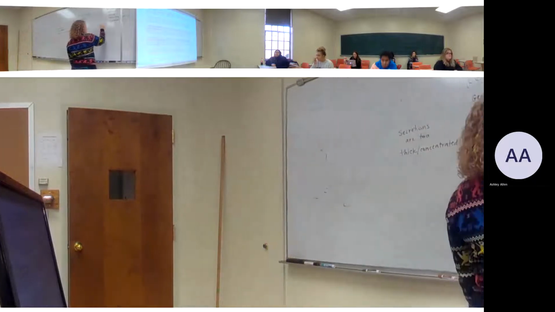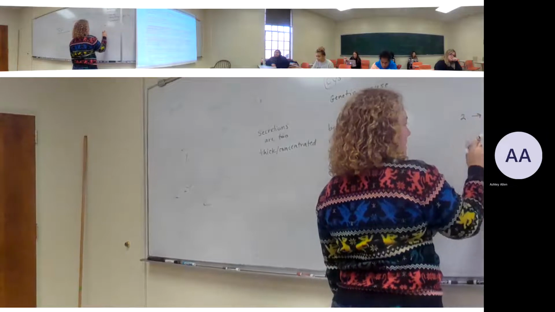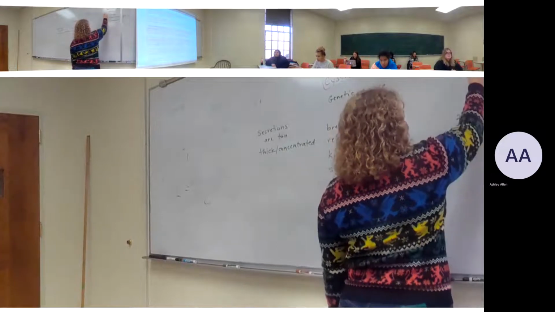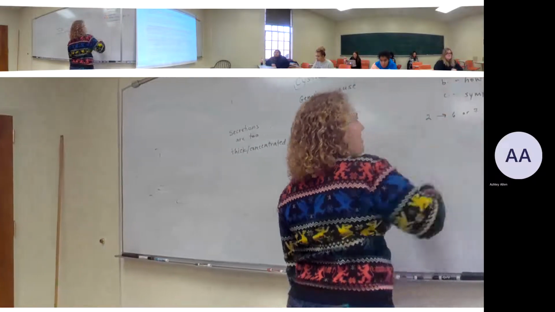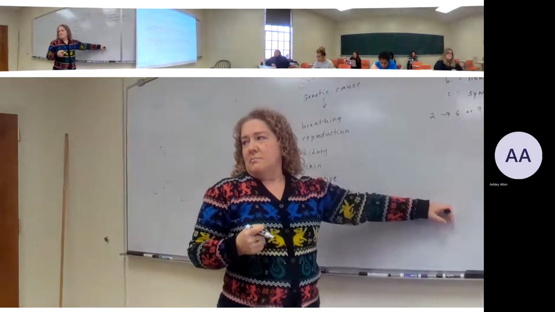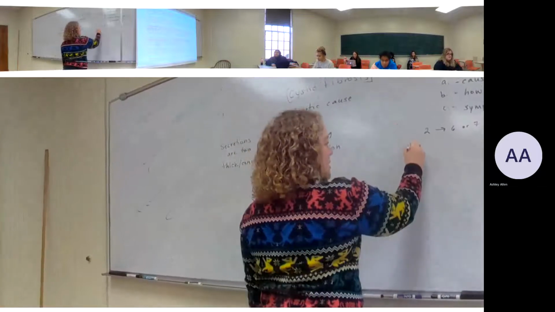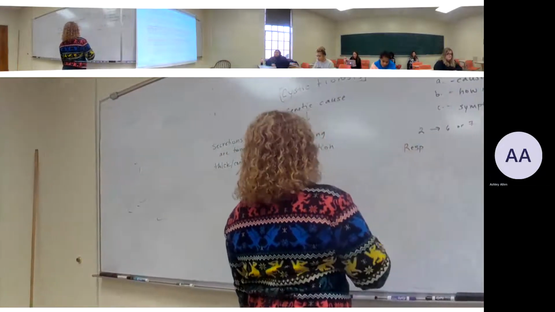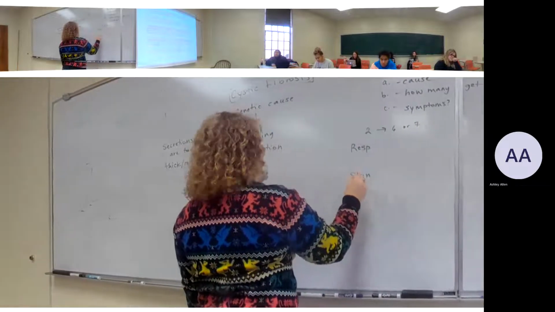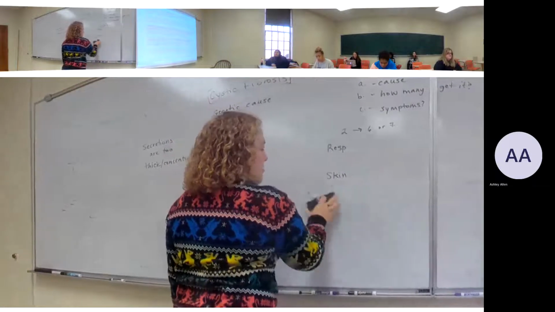And then the other questions, which are like 2 through 6 or 7, each have some parts to them, like part A, B, C. Those are organized by body system. So question 2 would be about respiratory stuff. Question 3 would be about skin related stuff. And 4 would be about urinary.